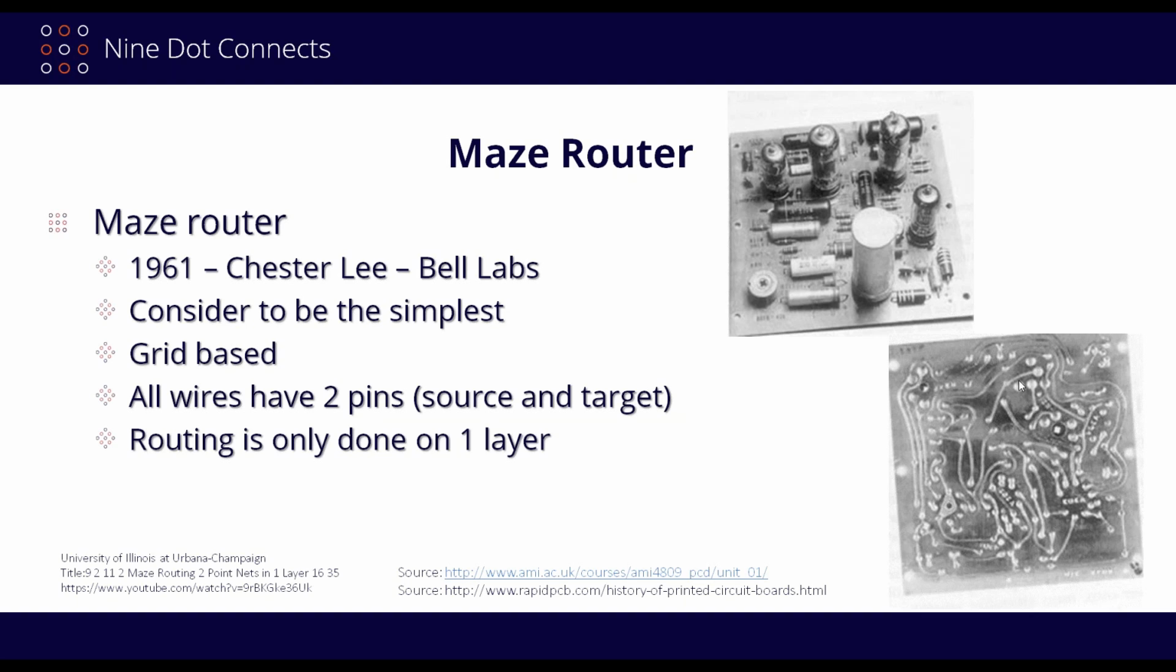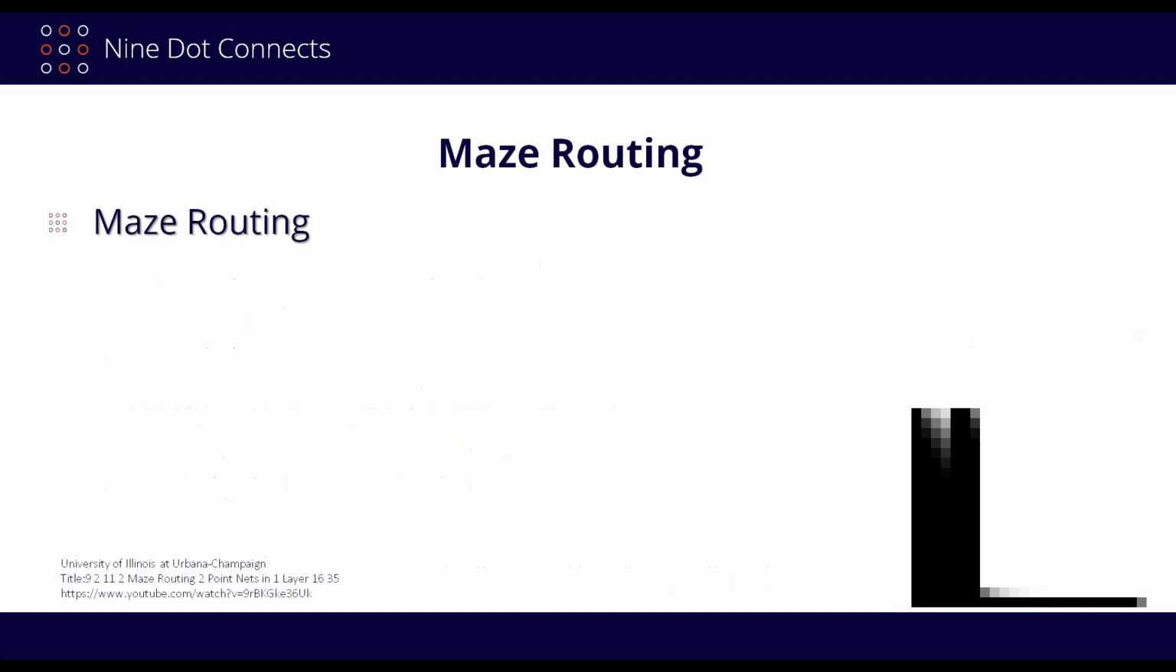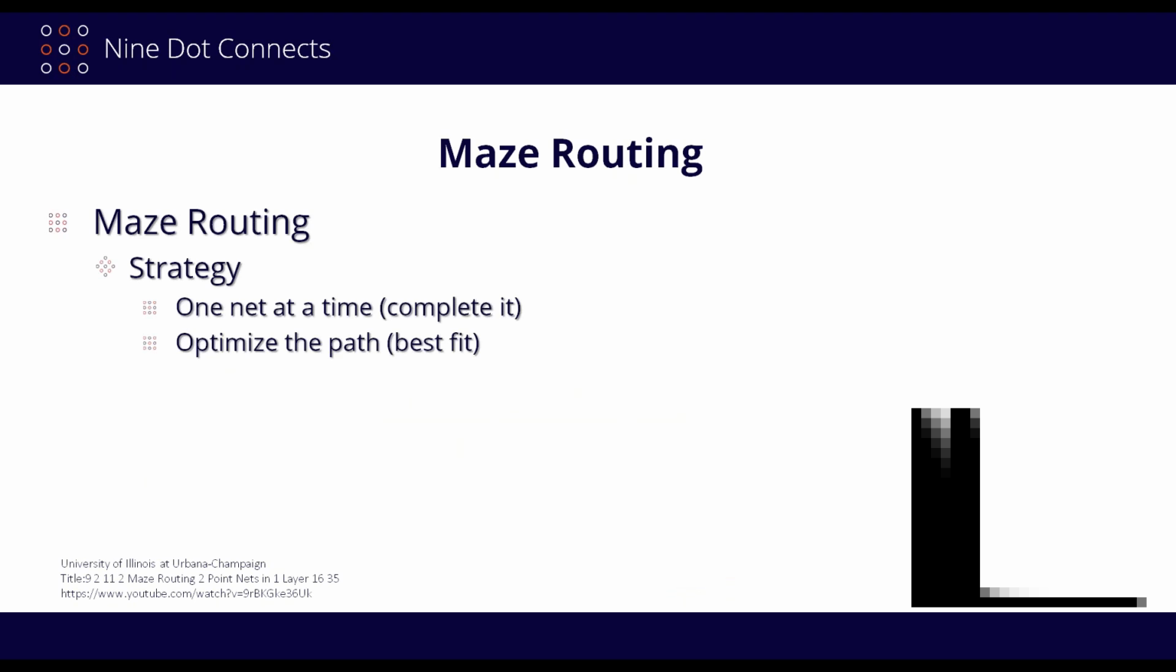The simplest of the maze routers are only done on one layer. So there are modified versions of what they call the maze router in which you work on multiple layers, but I'm going to show you how it works on one layer. And everything there is orthogonal. There are no 45-degree angles. So let's take a look at this.